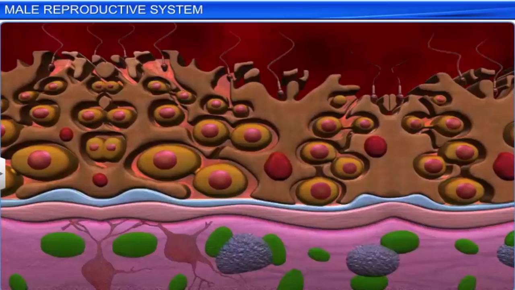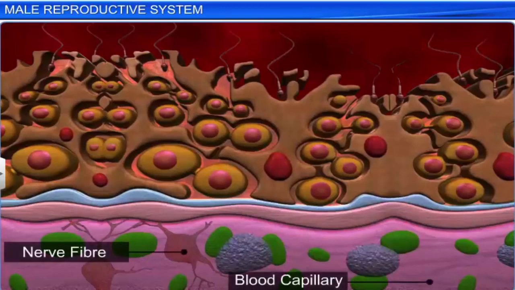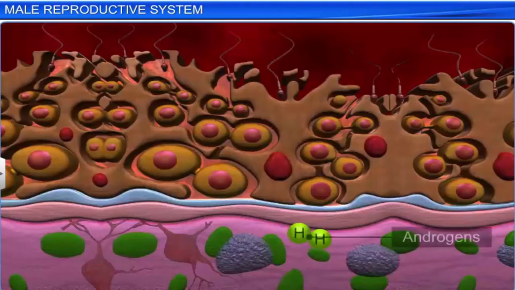The regions outside the seminiferous tubules contain blood capillaries and nerve fibers, and small groups of large glandular cells are called interstitial cells or Leydig cells. Leydig cells synthesize and secrete testicular hormones called androgens.